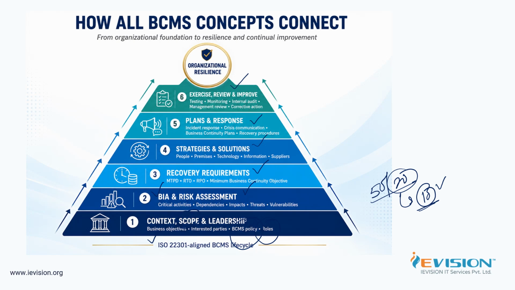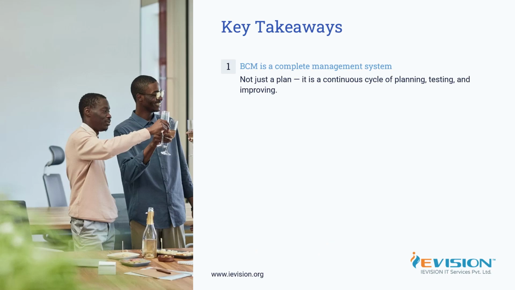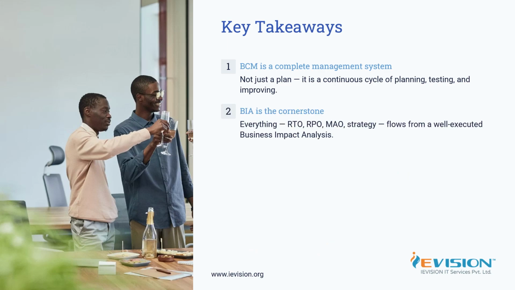You will have to carry out the internal audit based on that. There might be some non-conformities. You will close them and complete the non-conformities. That's how you ensure organizational resilience on business continuity. The key takeaways out of this learning: BCM is a complete management system, not just a plan. BIA is the cornerstone. Unless you perform BIA, you will not be able to identify the RTO, RPO, and how you are going to recover.